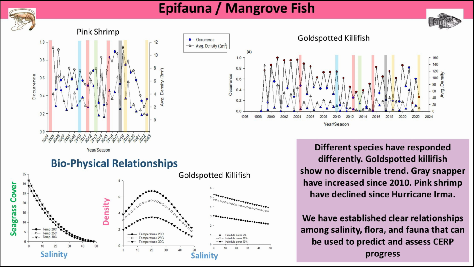Again, depending on how different species respond to salinity, we're seeing their trends either stabilize or slightly increase or decrease. But the cool thing about our historical research is that we now have really robust statistical models that we can use to predict the outcome of SERP scenarios and what the associated fauna will do when the seagrasses change in space and time. And I'm going to leave it at that.